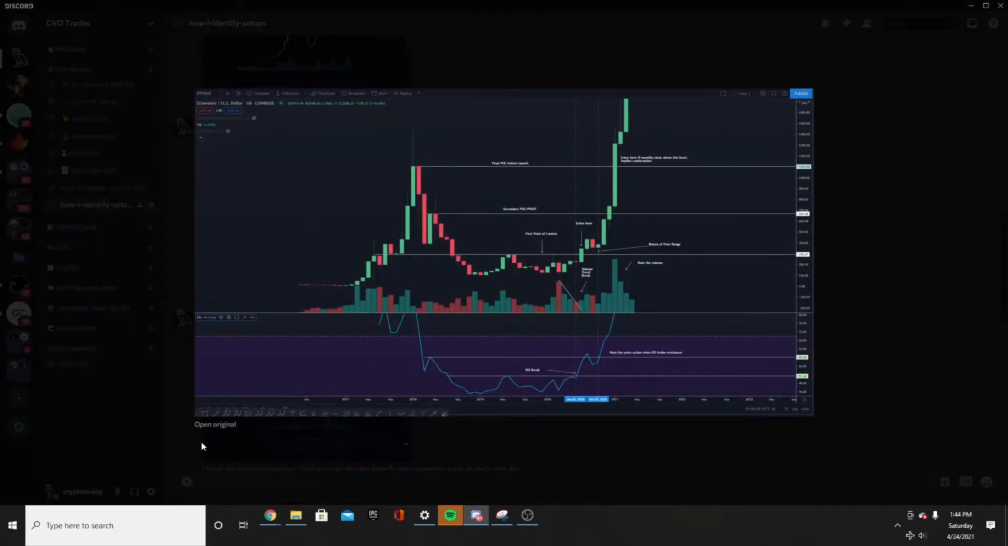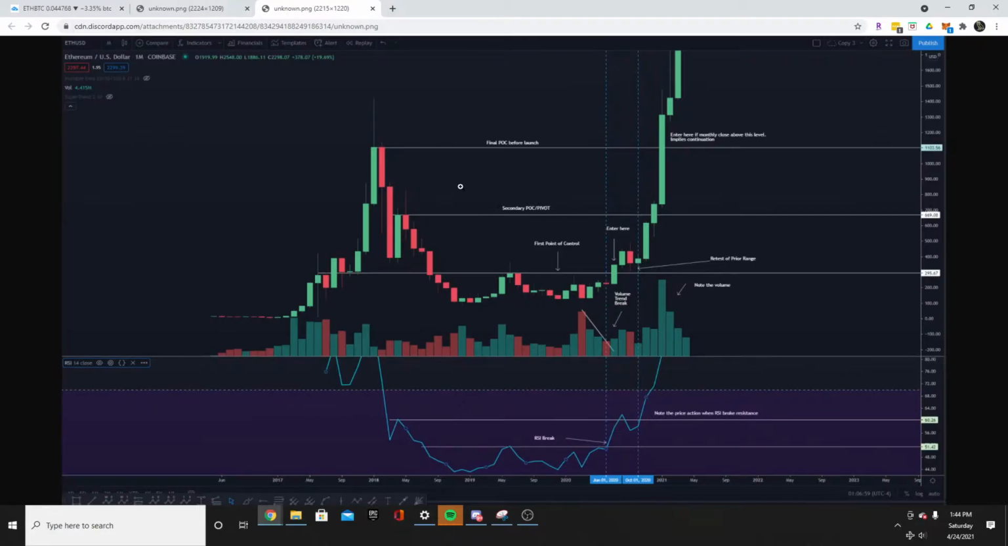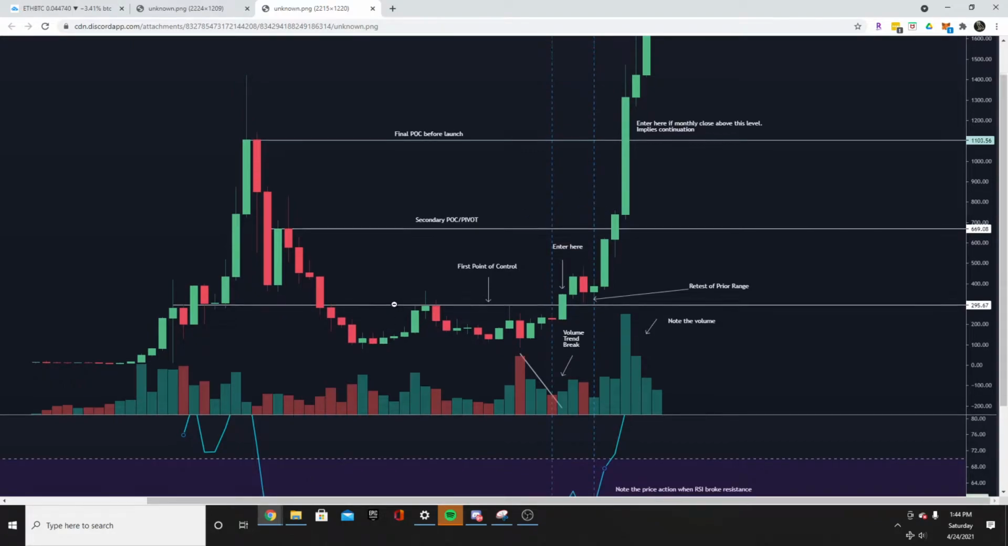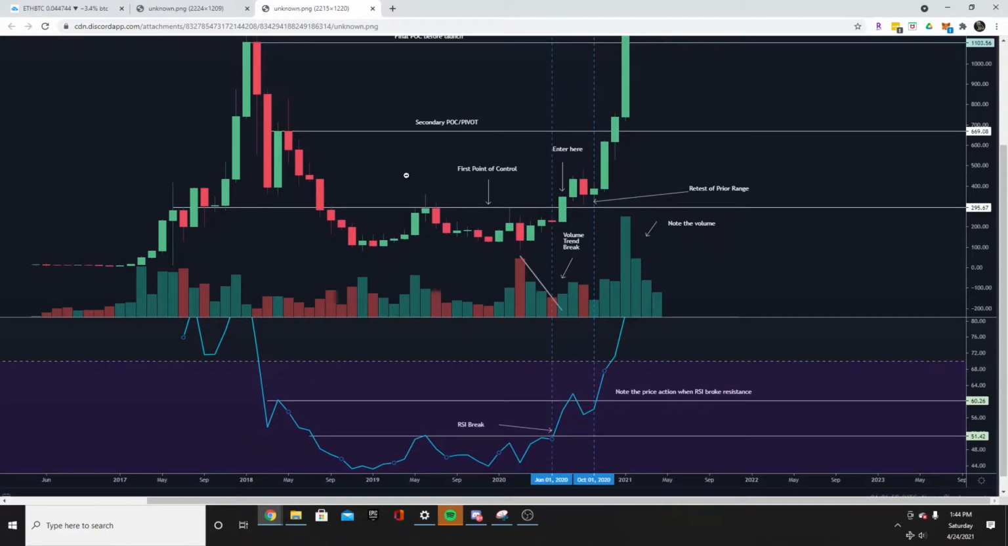Alright, let's look at ETH macro. So this is 1 month. Like I said, I read it left to right. So here, this would be your final resistance, 1100. This can be your secondary point of control, 669, and then this is the main point of control you want to get above when we were downtrending. So this is our first point of control.